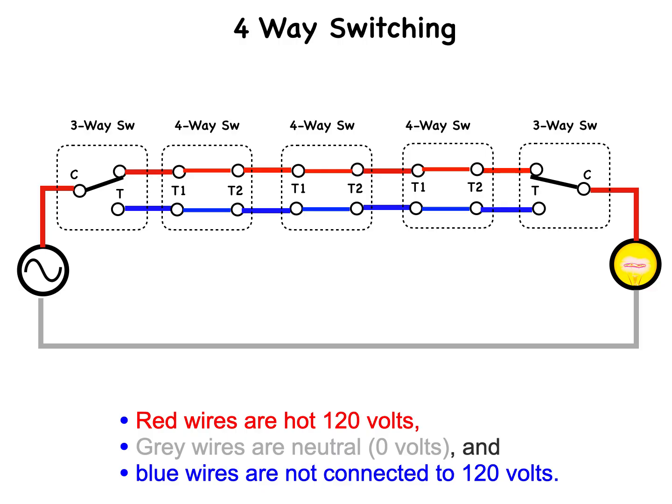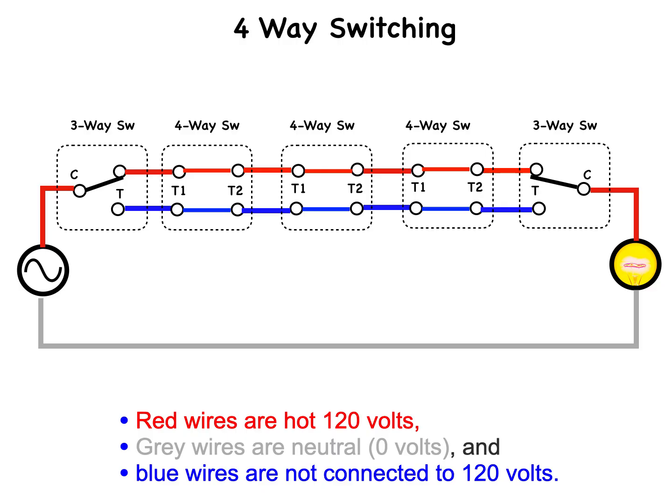This elementary diagram and the ones to follow will better demonstrate the logic of how the four-way and three-way switches are wired from the power source to the lighting fixture. As you can see, the power comes in to the common terminal of the first three-way switch on the left. The travelers of the three-way switch are connected to the T1 traveler terminals of the first four-way switch.